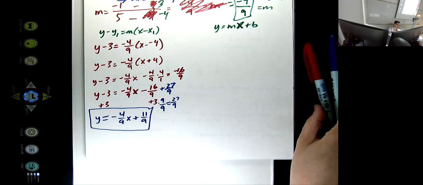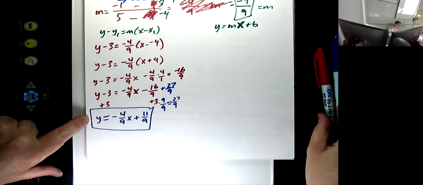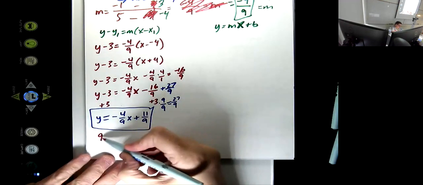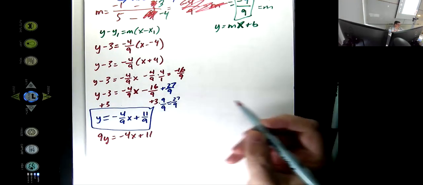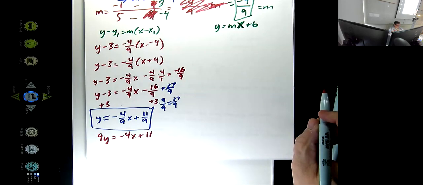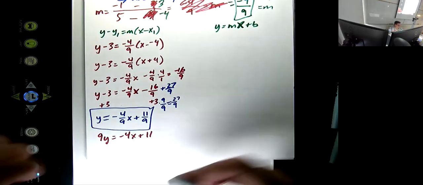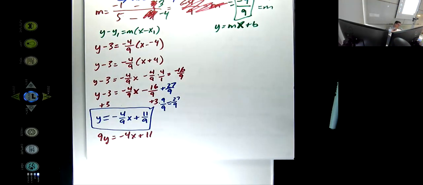Do you have a 9y on the other side? Because we could have this with no fraction. We multiply through by 9. Yeah, I stopped right there because after the point slope, I went straight to slope intercept. But instead of 27/3, I would have just done 9 times. So you cleared the fractions. That's actually a valid method here.